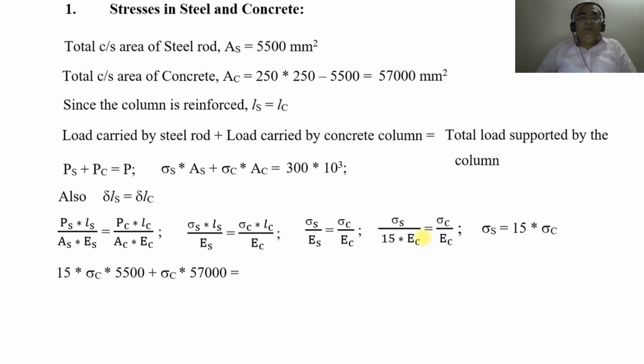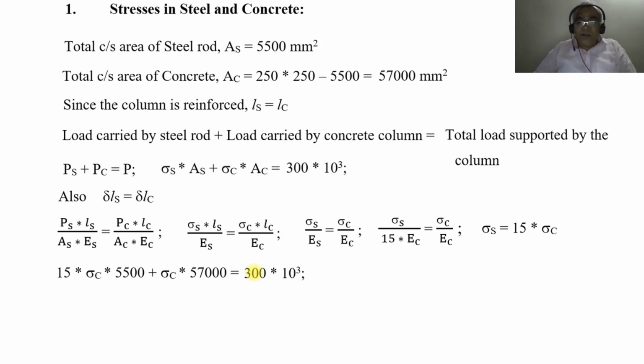Now you're going to substitute the value of sigma S in this equation. Sigma S is nothing but 15 times sigma C, into the area of steel, which is 5500, plus sigma C into Ac, the area of cross section of the concrete, which is 57,000. That will be equal to the total load, which is 300 into 10 to the power of 3.